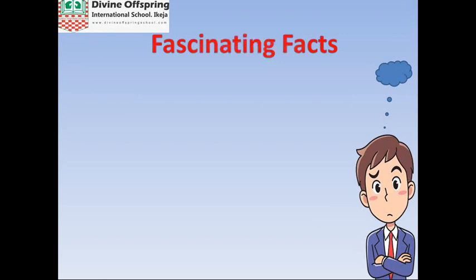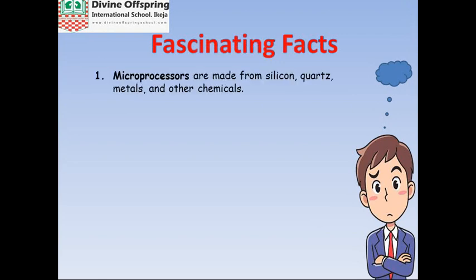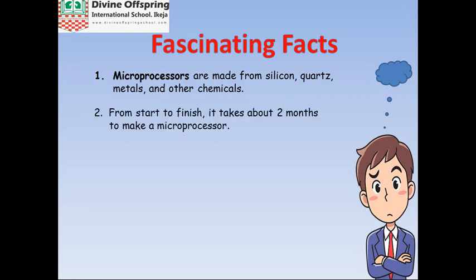Here are some fascinating facts about microprocessors. Microprocessors are made from silicon, quartz, metals, and other chemicals. From start to finish, it takes about 2 months to make a microprocessor.